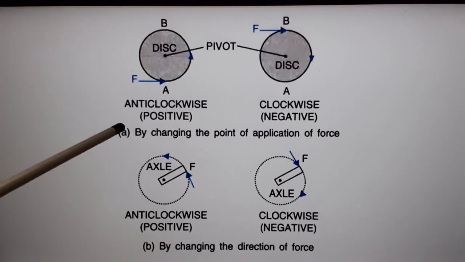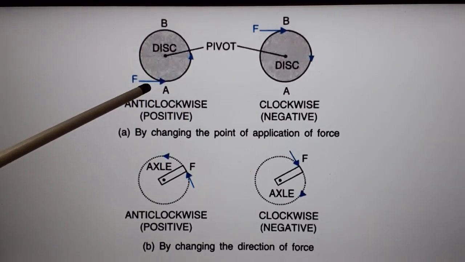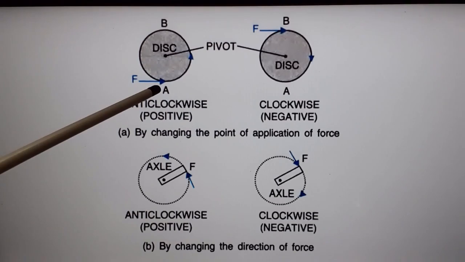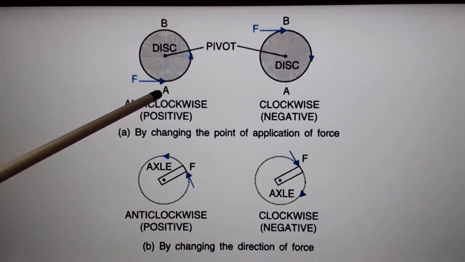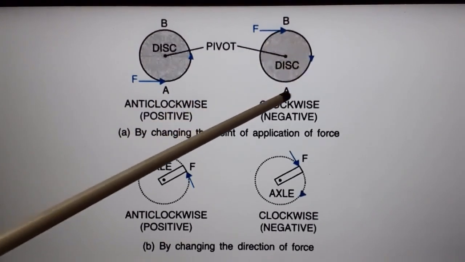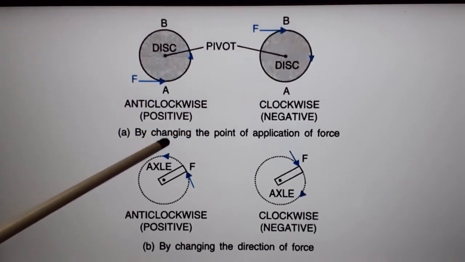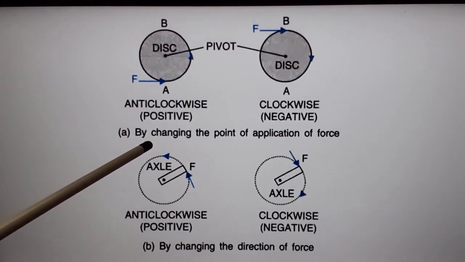Same concept could be understood from this diagram. Just by changing the point of application of force. Initially force is applied at A. So we are getting the movement of this disc in anti-clockwise direction. Now instead of A, if we apply force at point B, then now disc will start moving in clockwise direction. Clear? So just by changing the point where we are applying force, we can change the direction.